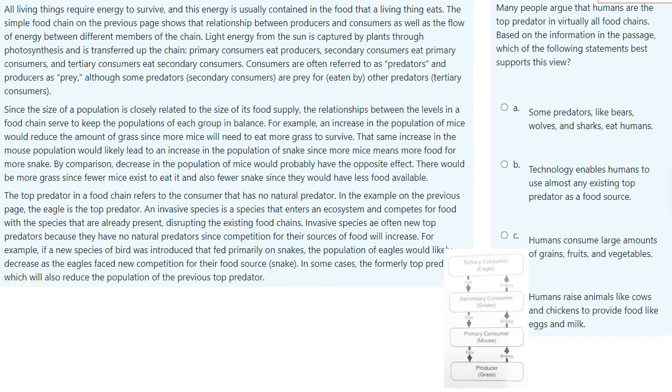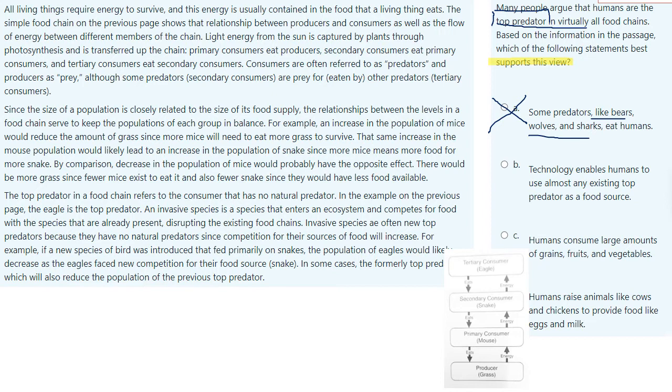Many people argue that humans are the top predator in virtually all food chains. Humans eat basically everything and not many animals eat humans. Based on the information in the passage, which of the following statements best supports this view? Some predators, like bears, wolves, and sharks, eat humans. Well, if they eat humans, humans would not be the top. And we are looking for something that will support the view, not contradict the view. So we can take away answer A.